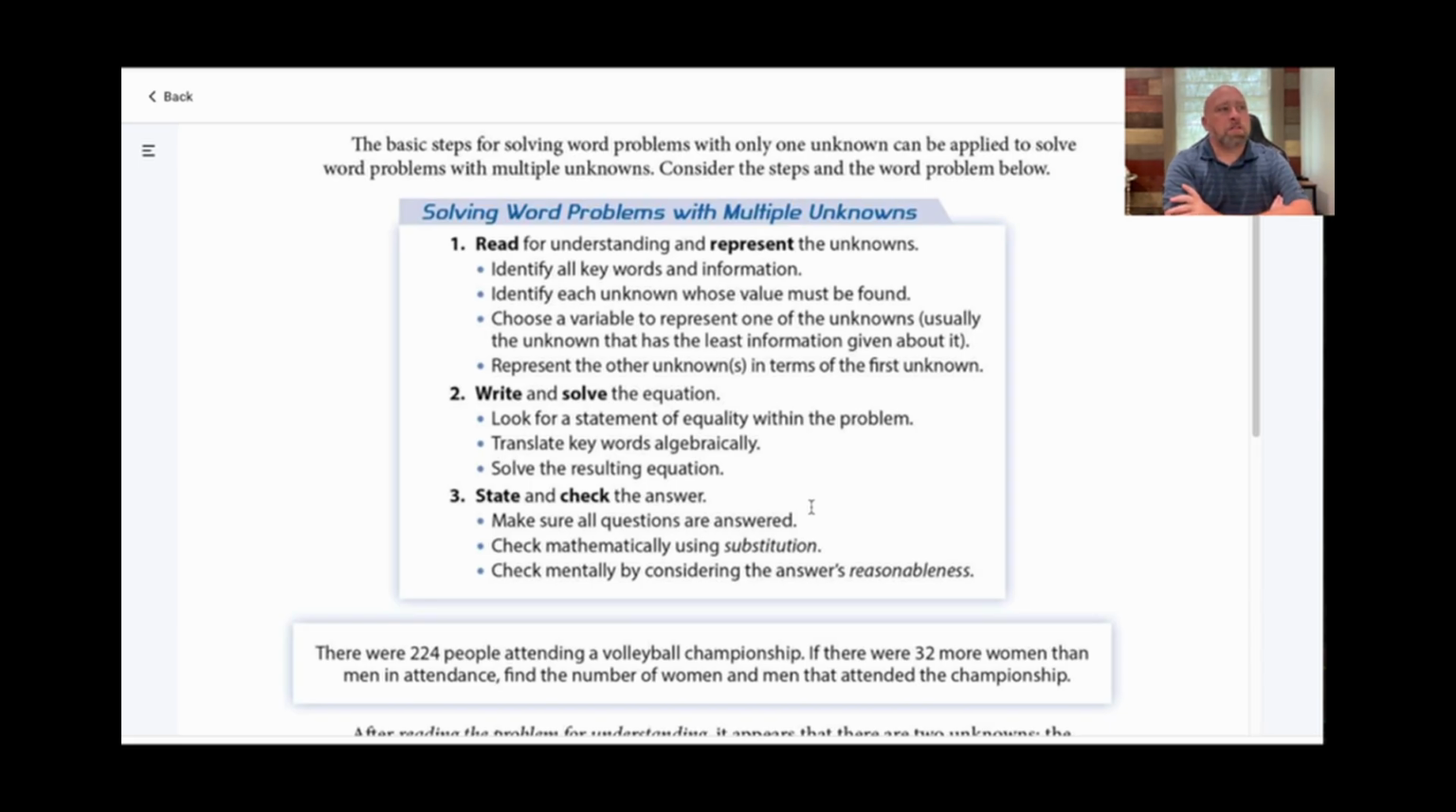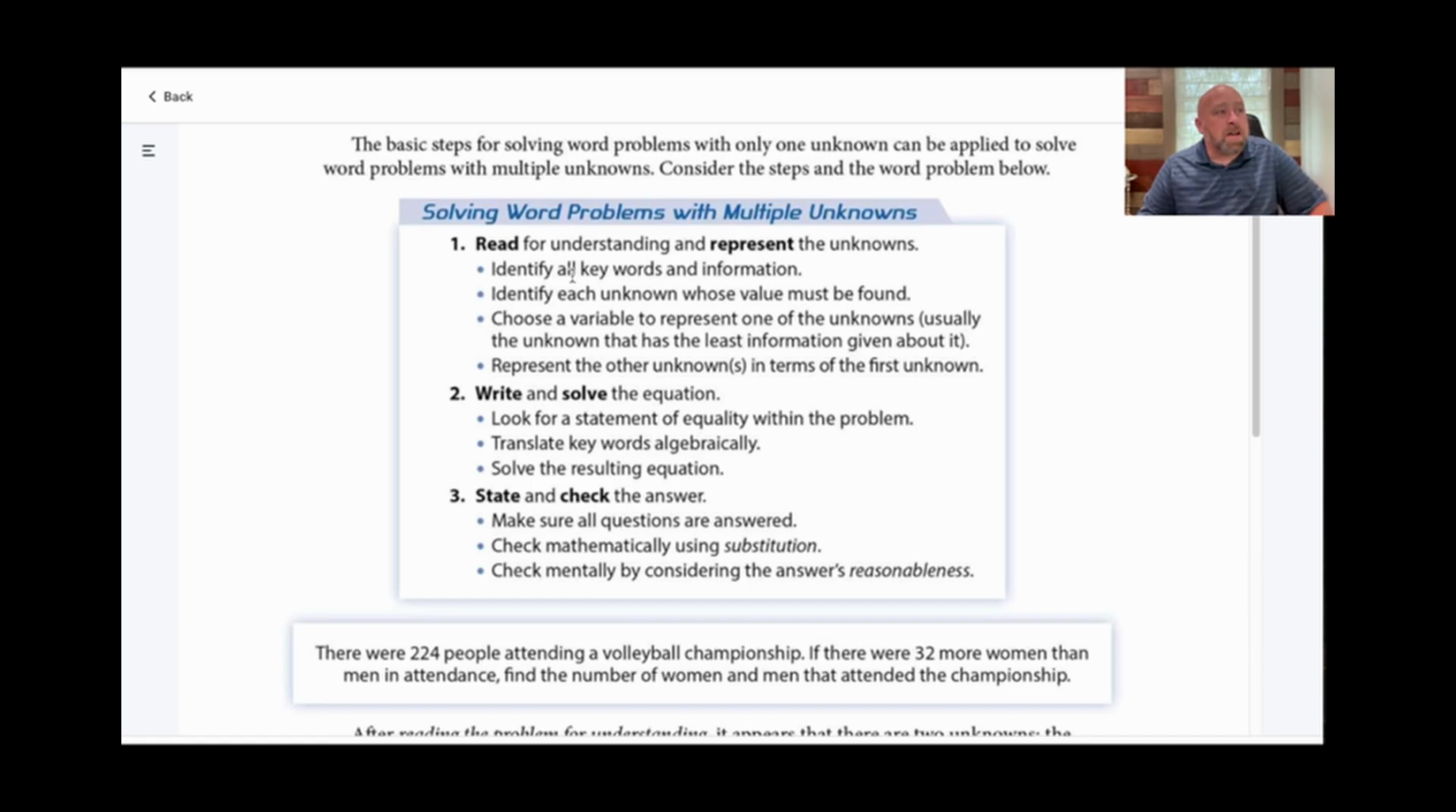Now we want to solve these word problems, not just represent them, but actually solve the whole thing. So the first thing that we want to do right here on page number 58 is read for understanding and represent the unknowns. That's what we just did with the examples we were using. We were representing the unknowns. So we want to read it, and then we want to represent the unknowns.